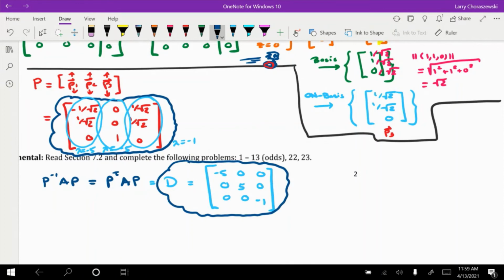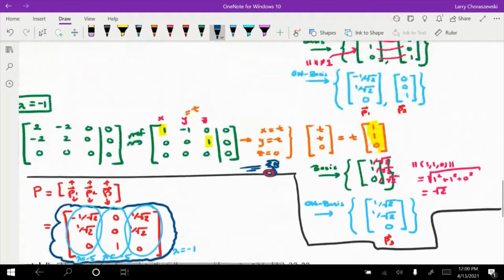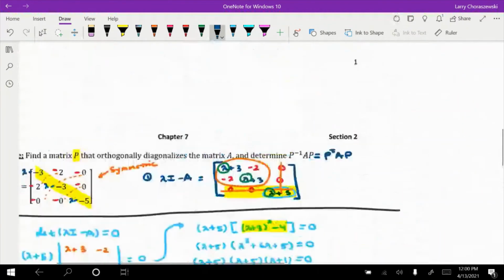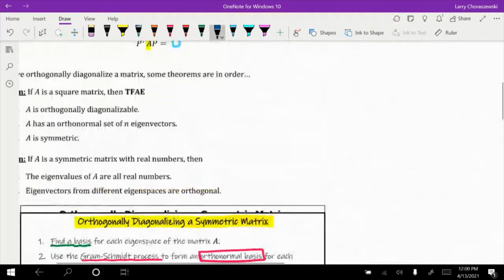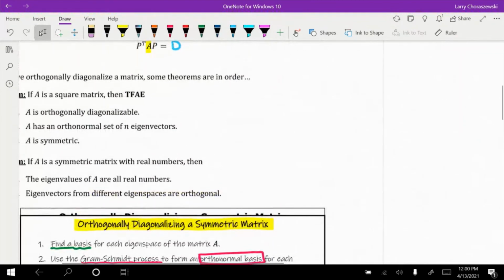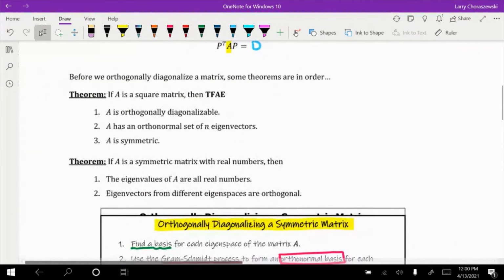Okay, so any questions so far? Let's go back to page 1 and discuss these theorems, see whether or not some of them check out. So we'll start with the first theorem.